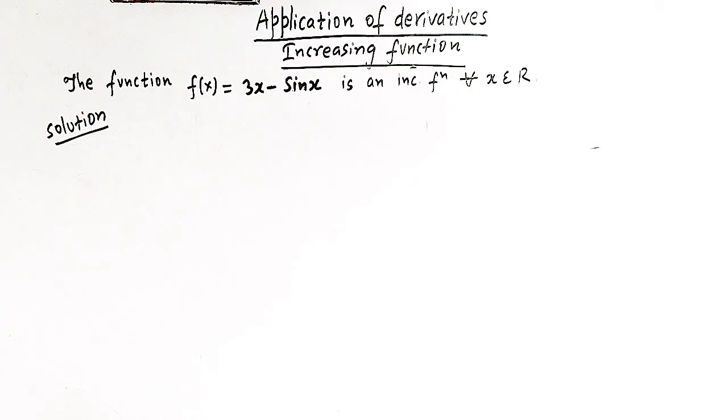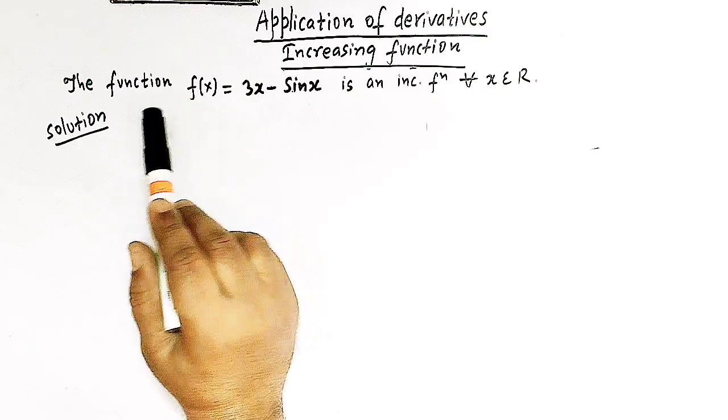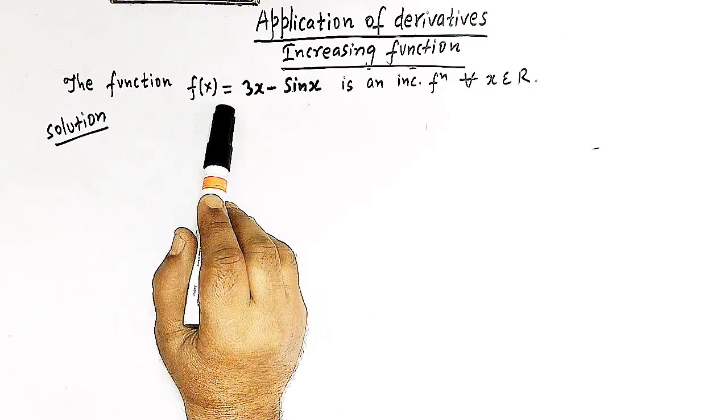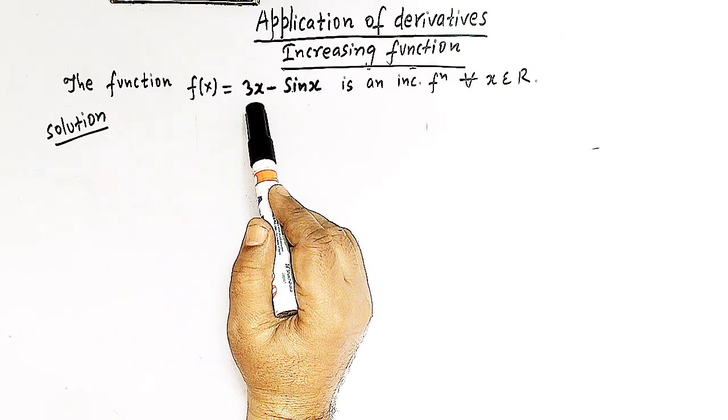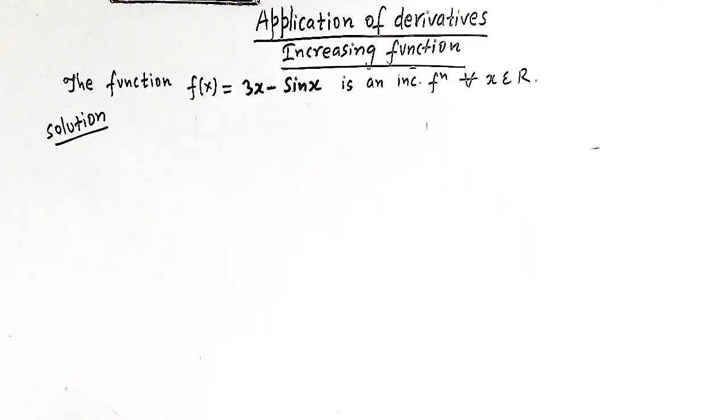Hello viewers, in today's session we are going to discuss an important problem from increasing functions. So here we have this problem where we have to prove that the function f of x, which is equal to 3x minus sine x, is an increasing function for all x belonging to the set of real numbers, right?